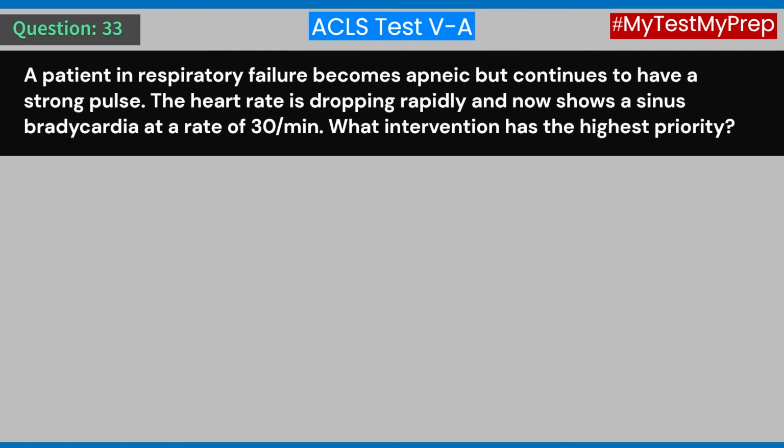Question 33. A patient in respiratory failure becomes apneic but continues to have a strong pulse. The heart rate is dropping rapidly and now shows a sinus bradycardia at a rate of 30 per minute. What intervention has the highest priority?